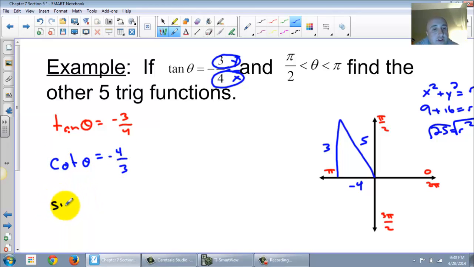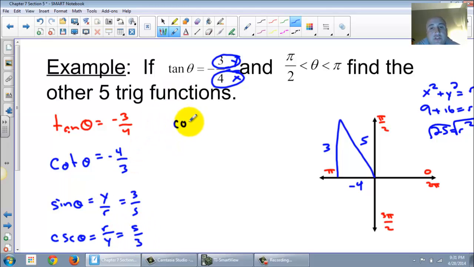Okay, now let's figure out what sine of theta is equal to. Sine is equal to y over r. Our y is 3, our r is 5, so 3/5. Then we automatically know cosecant, because that's the reciprocal, r over y, so 5/3.